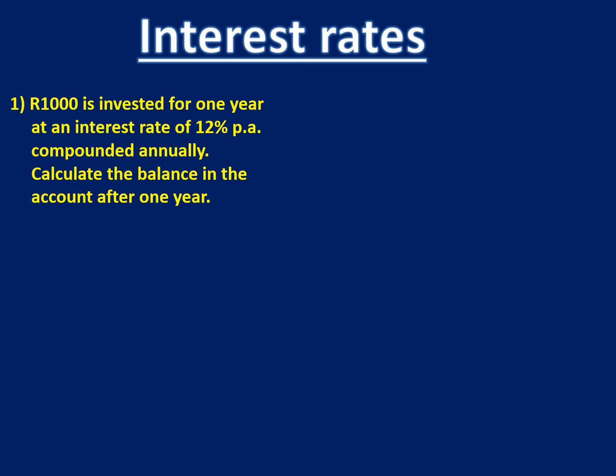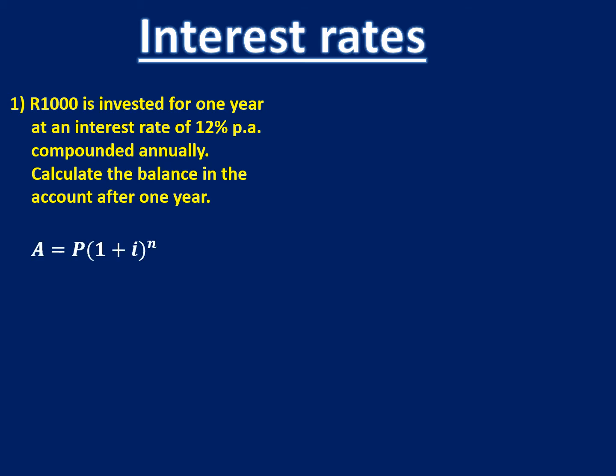In this video, we're going to look at interest rates in a little bit more detail. In our first example, 1,000 Rand is invested for 1 year at an interest rate of 12% per annum compounded annually. And we want to calculate the balance in the account after 1 year. So it's compound interest, so just our normal compound interest formula.